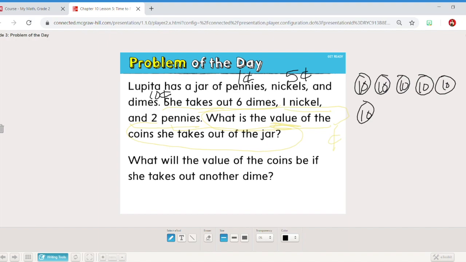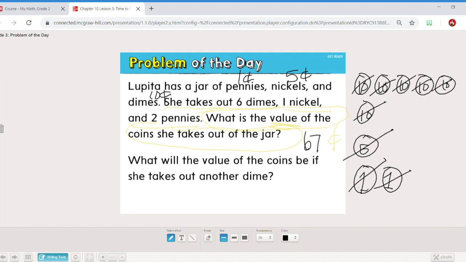Then she has 1 nickel, which is 5, and 2 pennies. Oh, pennies are not worth 2 cents. That's why it's important to be careful. Don't go too fast. So each penny is 1 cent. All right, so now we can add it all up. 10, 20, 30, 40, 50, 60, 65, 66, 67, which means she has 67 cents in her jar.